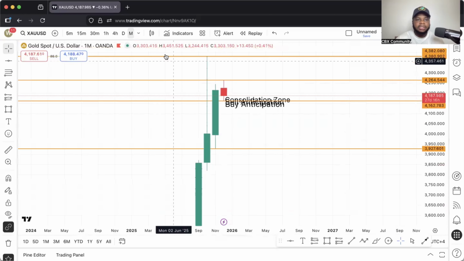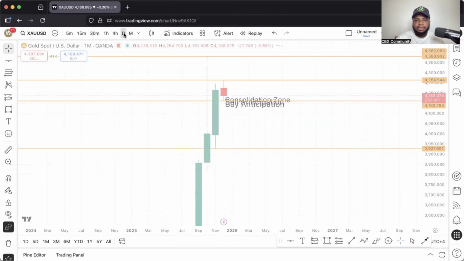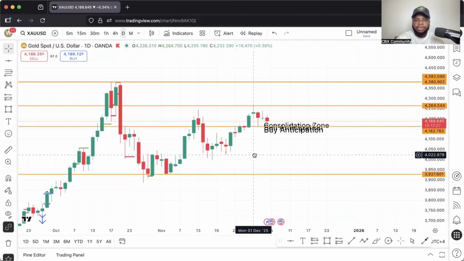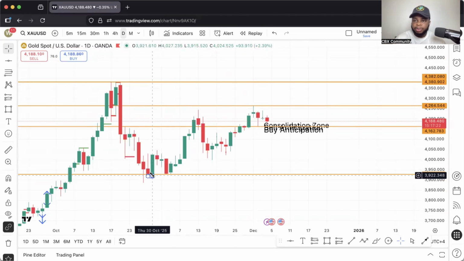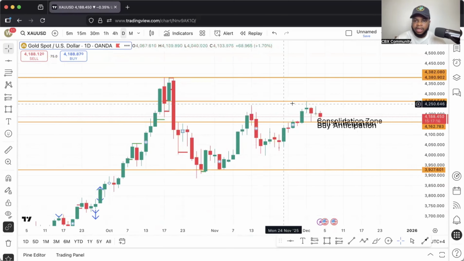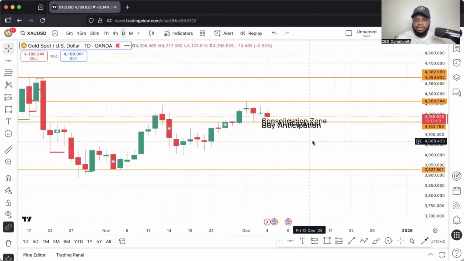So let's look at the daily. Looking at the formation of the daily market structure, we are in a consolidation zone because we have a support zone over here. We have a support zone over here. We have a resistance zone over here. This candle broke this resistance zone. The next candle closed with a rejection bullish candle.